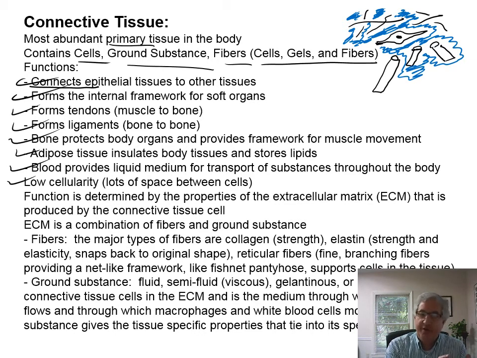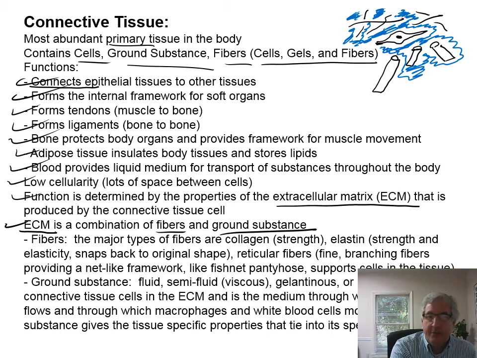It's filled with something called extracellular matrix. The function of the connective tissue is determined by the properties of the extracellular matrix, often abbreviated ECM. That ECM is produced by the connective tissue cell. Whatever type of cell is there produces different types of extracellular matrix. The extracellular matrix is a combination of fibers and ground substance. It has fibers and it has ground substance.